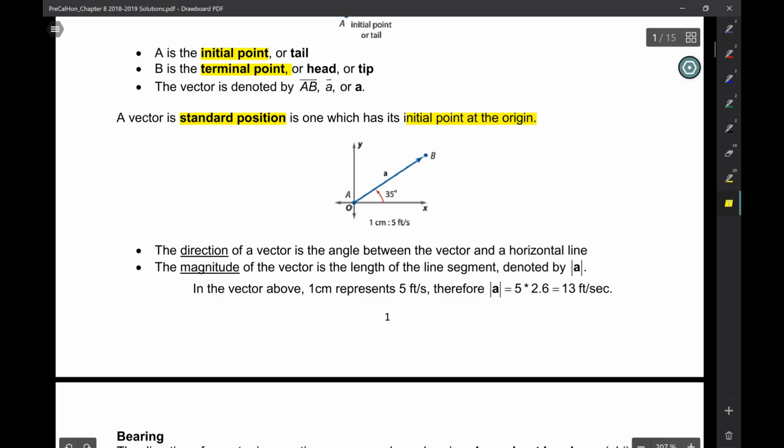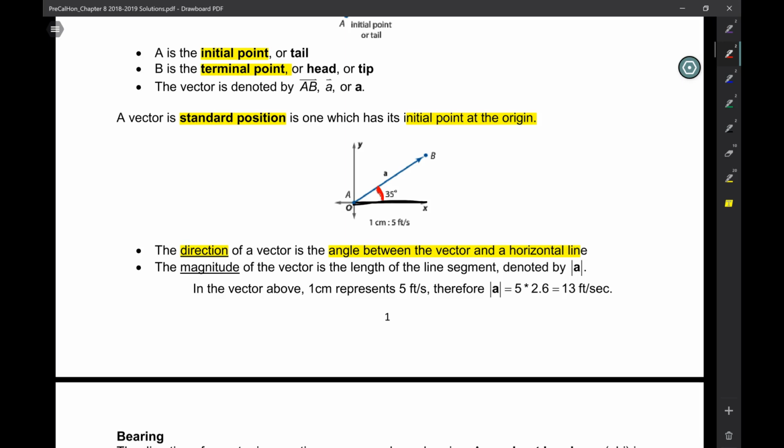Now, the direction of the vector is the angle between the vector and a horizontal line. Okay? So in this case, I have my vector here, and look at this. The x-axis is a horizontal line at the initial point. There is an angle of 35 degrees between that horizontal line and the actual vector. That's the direction.